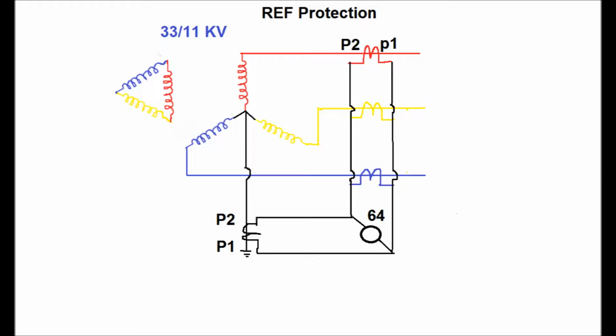Now the impact of neutral earth on REF protection, or restricted earth fault protection. In star winding, the restricted earth fault protection is shown in this diagram, that is all the phase CT secondary S1 terminals are shorted together with the neutral CT S1 terminal and fed to one end of the REF relay, and all the S2 terminals of the phase CT along with the neutral CT secondary are connected together to feed the other end of the restricted earth fault relay.